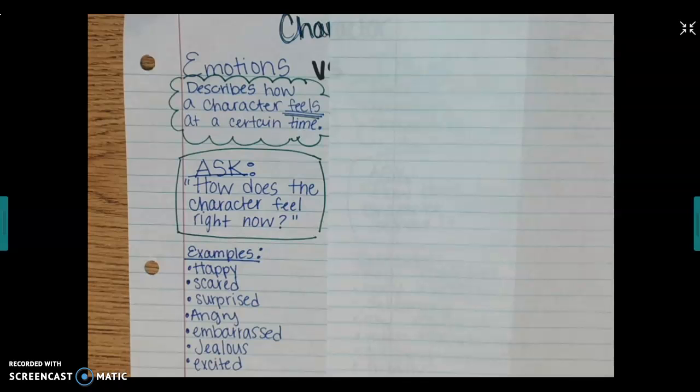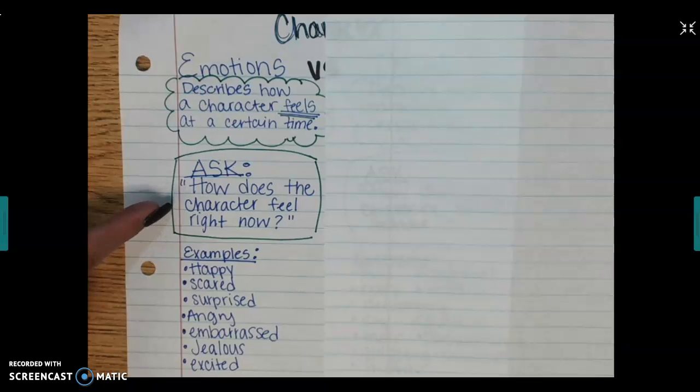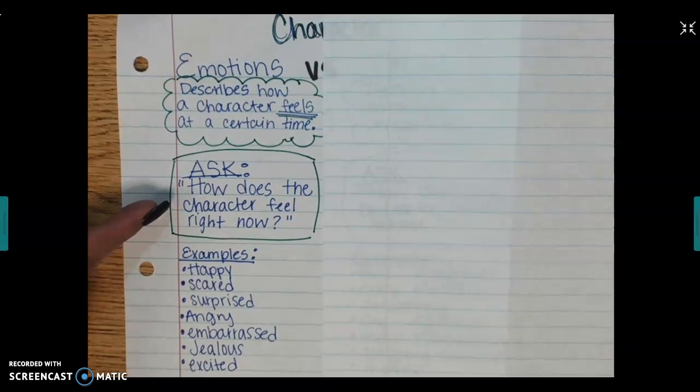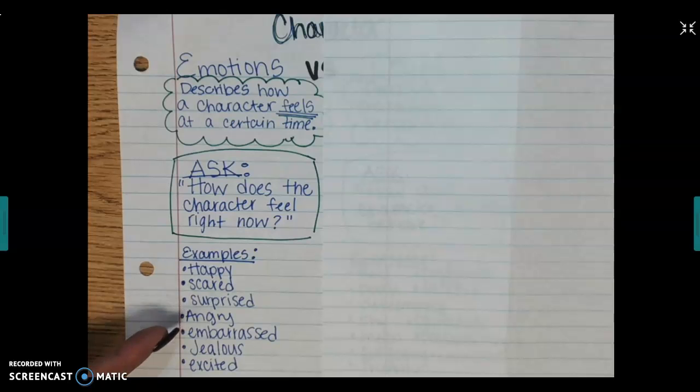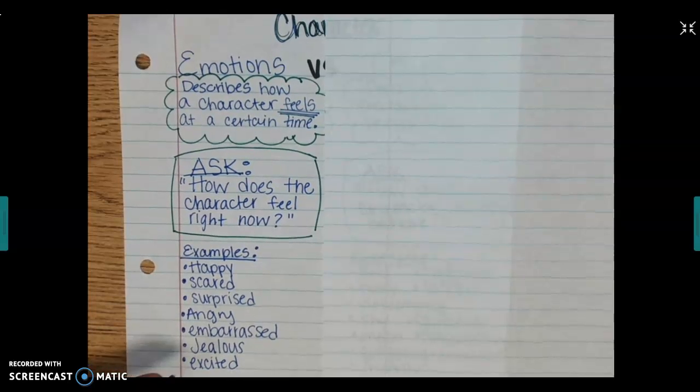When we look at emotions that a character is showing or feeling, there is one important question that we need to ask. We need to ask, how does the character feel right now? So at that moment in the book, how are they feeling? Are they feeling happy, scared, surprised, angry, embarrassed, jealous, or excited? There's also some other emotions that you could use, but these are just a couple examples that I've written.